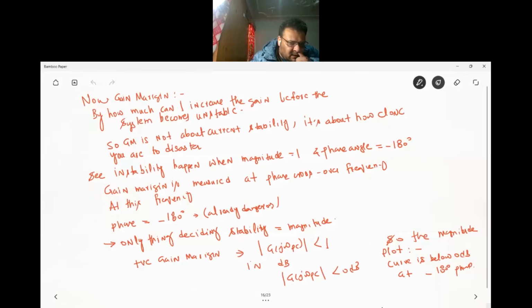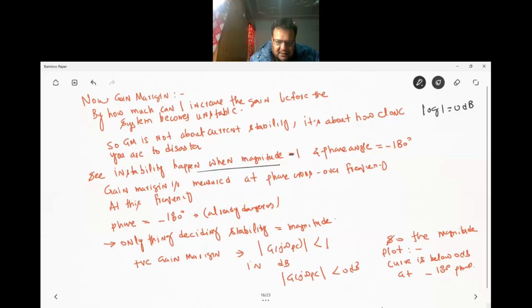phase crossover frequency. Now let's go to the gain margin. What is gain margin basically? Gain margin is how much margin I have to increase the gain before the system becomes unstable. So gain margin does not discuss the present stability of the system. It is about how close you are to the disaster, how close you are to instability. Instability will happen when your magnitude is close to 1, because log 1 will become 0 dB. Below it, if you see 0.9, it will be below the 0 dB margin, and the phase angle is minus 180 degrees.